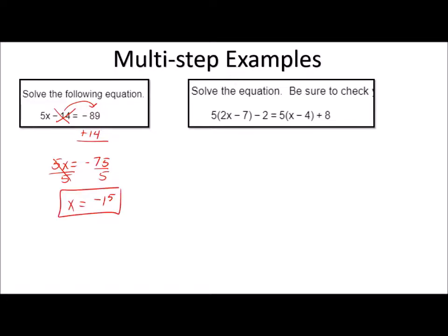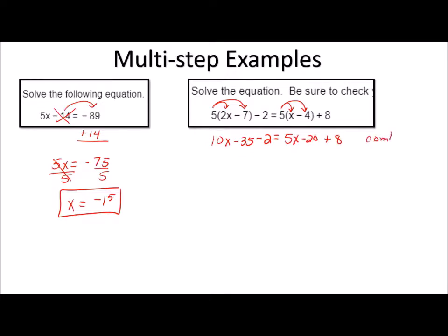In this other equation, I would need to eliminate the parentheses. So I multiply using the distributive property to get 10x minus 35. Do not multiply that minus 2, just bring that down. Then multiply on the other side of the equals to get 5x minus 20, and then bring down the 8.